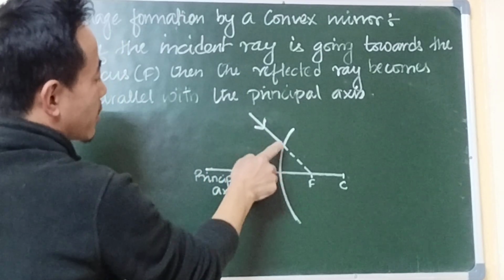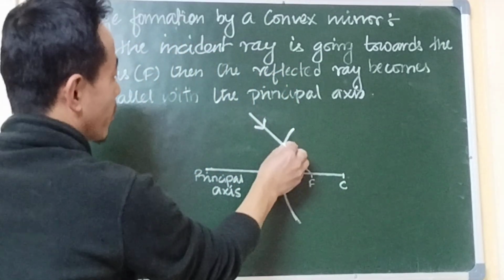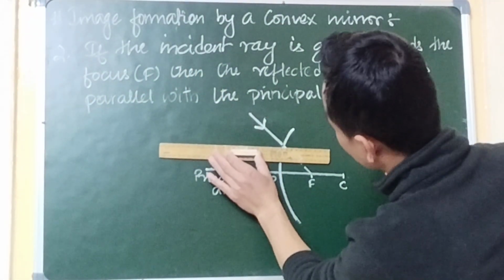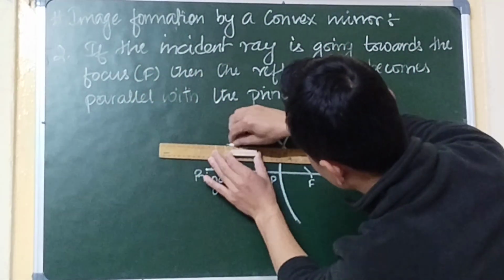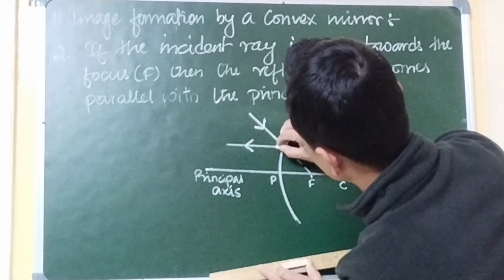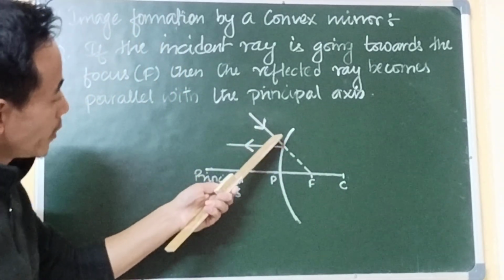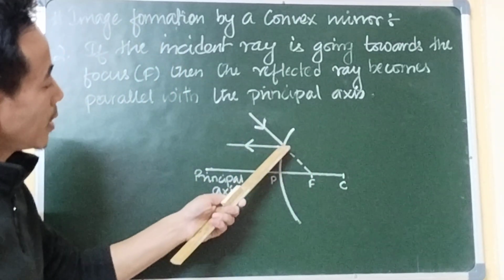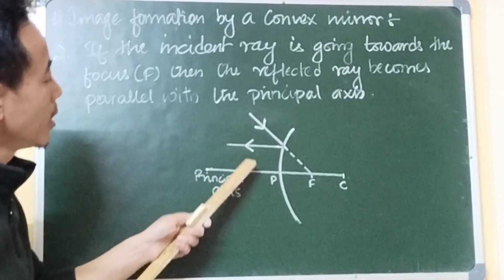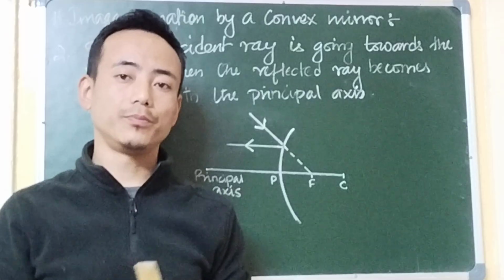But since the reflecting surface is outside, the ray gets reflected from the mirror at this point and it gets reflected in such a way that it becomes parallel with our principal axis. So the rule says that if the incident ray is moving towards the focus, then after reflection, the reflected ray will become parallel with our principal axis. So this is our rule number 2.